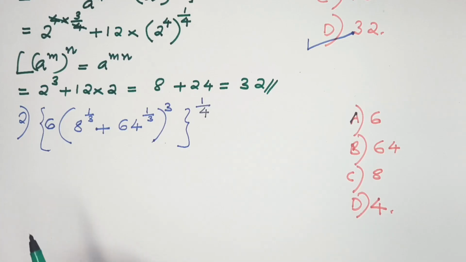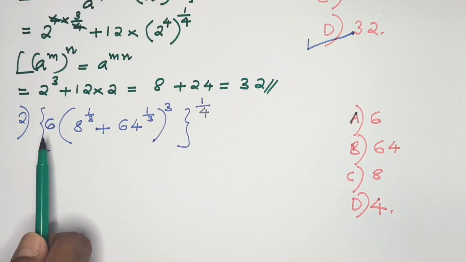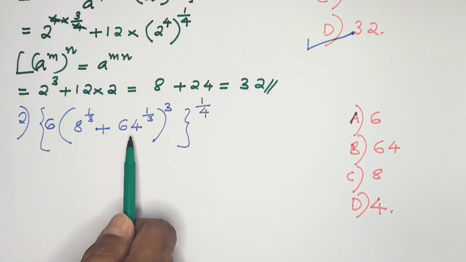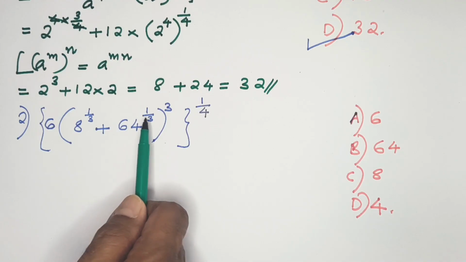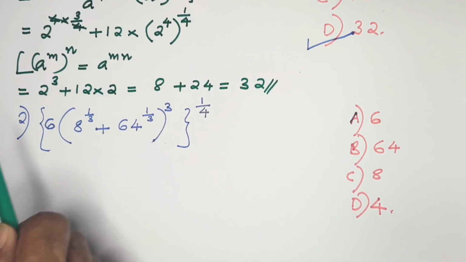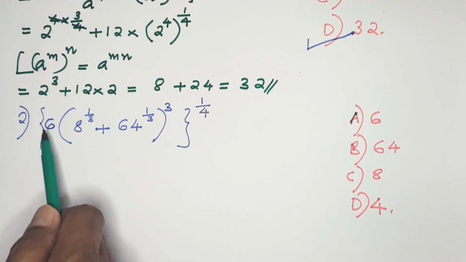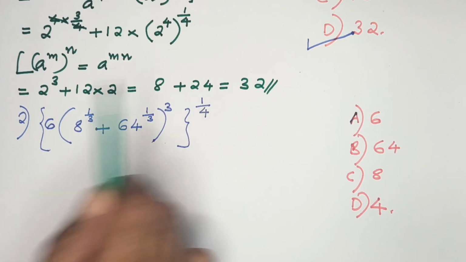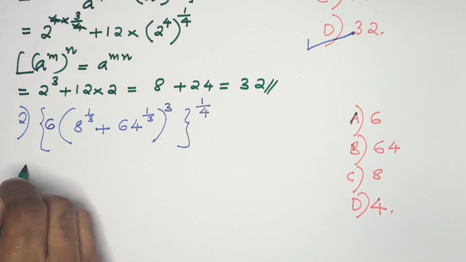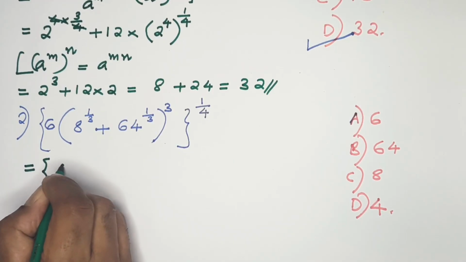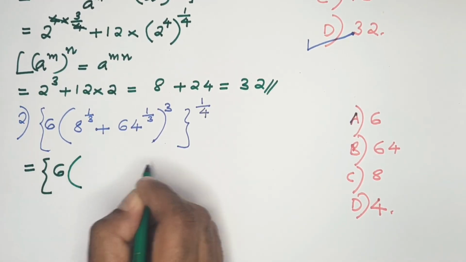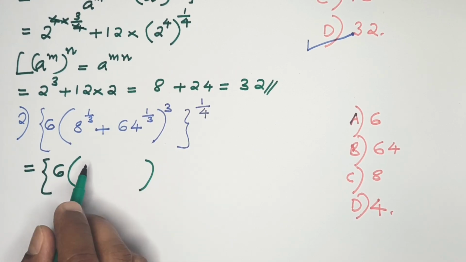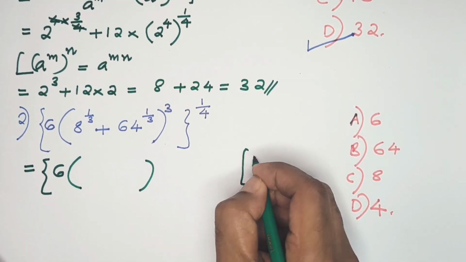The second expression for simplification is 6 multiplied by 8 to the power of 1 over 3 plus 64 to the power of 1 over 3, the whole raised to 3. Then these two included, you're putting another bracket, the whole thing inside raised to 1 over 4. To begin with, let me put this bracket as it is. Then simplify whatever you have inside the simple bracket. Let me do that separately.